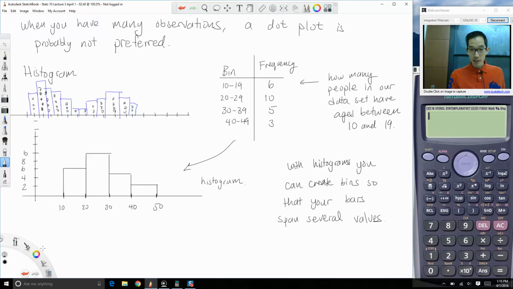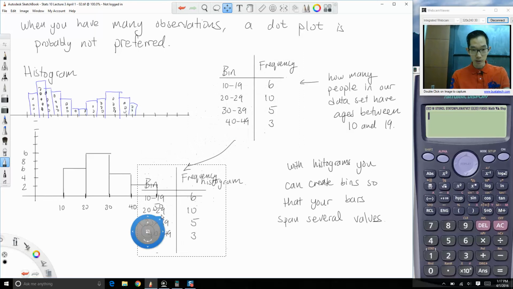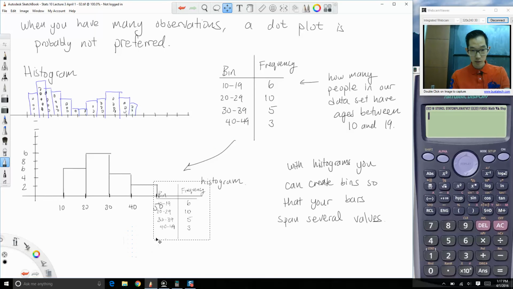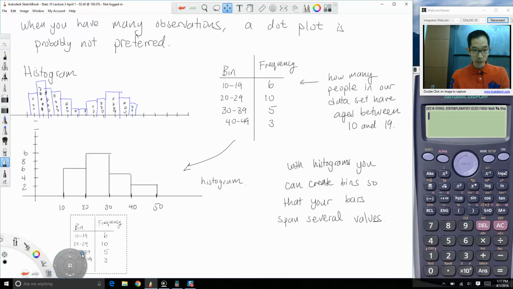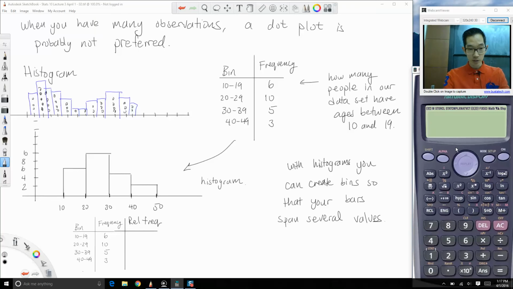I think on Wednesday we talked about relative frequency tables as well, right? So we could do the same thing with this and create a relative frequency table. So let me just shrink this down. If I added one more column here and called it relative frequency, how many data points do I have? I got 6 plus 10, 16, plus 5 plus 3, 24 data points total, right?